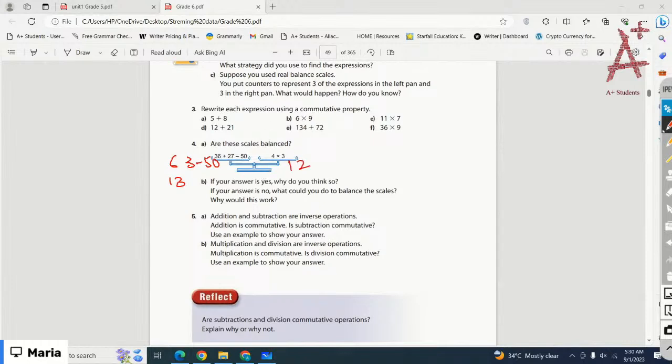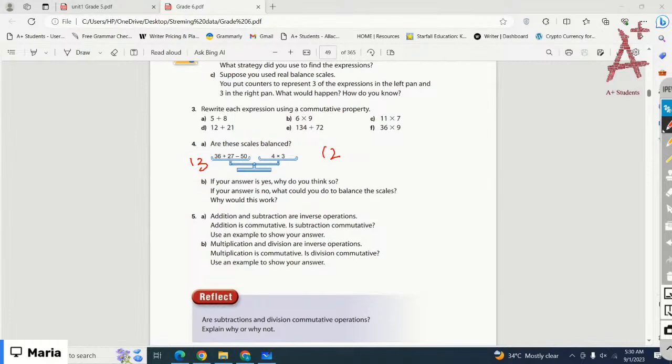If your answer is yes, what do you think so? If your answer is no, what could you do to balance the scale? You have to subtract one here, or either you can add one here, right? Because you have to make both sides balance. Here you have 13 or here you have 12. Either you subtract one from this side, it would be then 12 and 12, or either you add one to this side, it would be then 13 and 13. So you can do either thing to balance the scale, right?